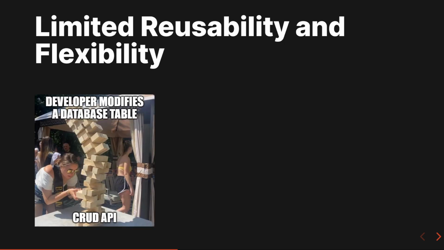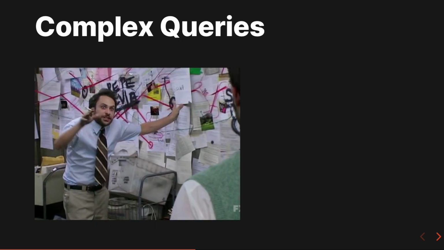A CRUD-based API is less reusable because it exposes the underlying database structure directly. Changes in the database schema can significantly impact your API, leading to challenges when adapting to evolving requirements. This tight coupling makes it challenging to modify or extend the API without affecting client applications. Handling complex database queries can become cumbersome when tightly bound to ORM models as well.